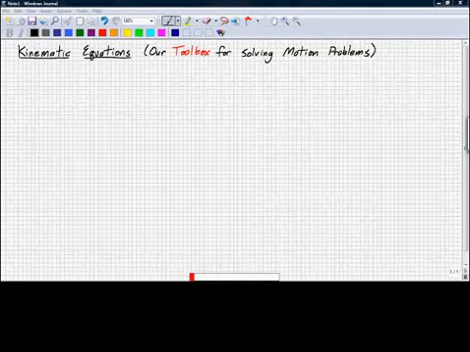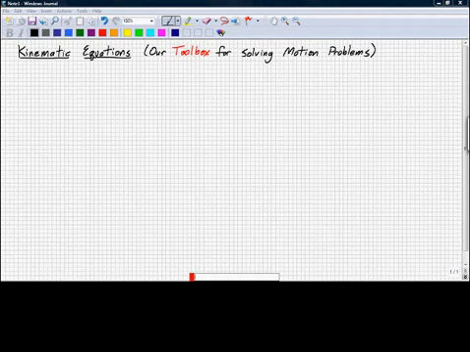Today we're going to develop our kinematic equations, 5 equations we're going to use to help us with solving motion problems of displacement, velocity, and acceleration. So let's dive right in.